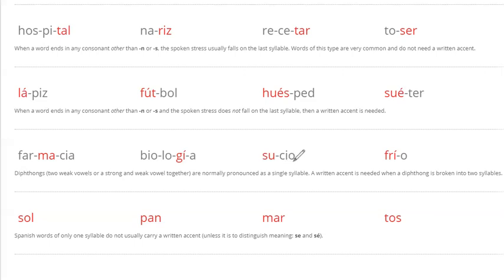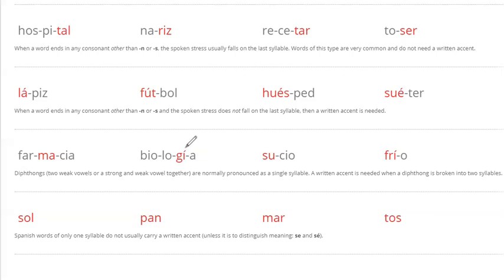We are going to put the I and the O together to make one sound, sio. The stressed syllable is the second to last syllable still. That's why there's no need for an accent mark. It's su, sio, su, sio. That's where the stressed syllable is. Here, again, the second to last syllable is stressed, which is where it should be anyway.